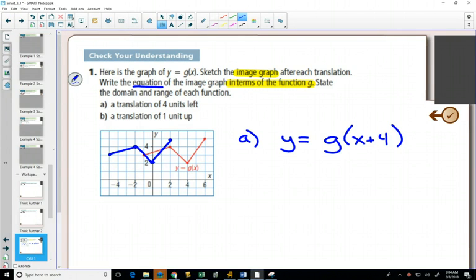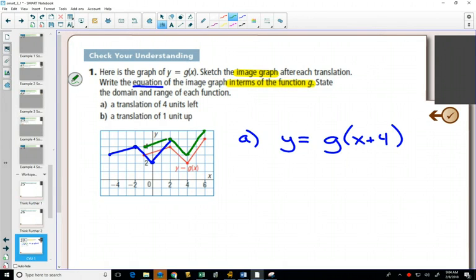So minus 4 to the left, but we write plus 4 inside of that function. And the second one, 1 unit up. I'll do that one in green. I take each of the original points and shift them 1 unit up. Play connect the dot again. And there we have our graph.